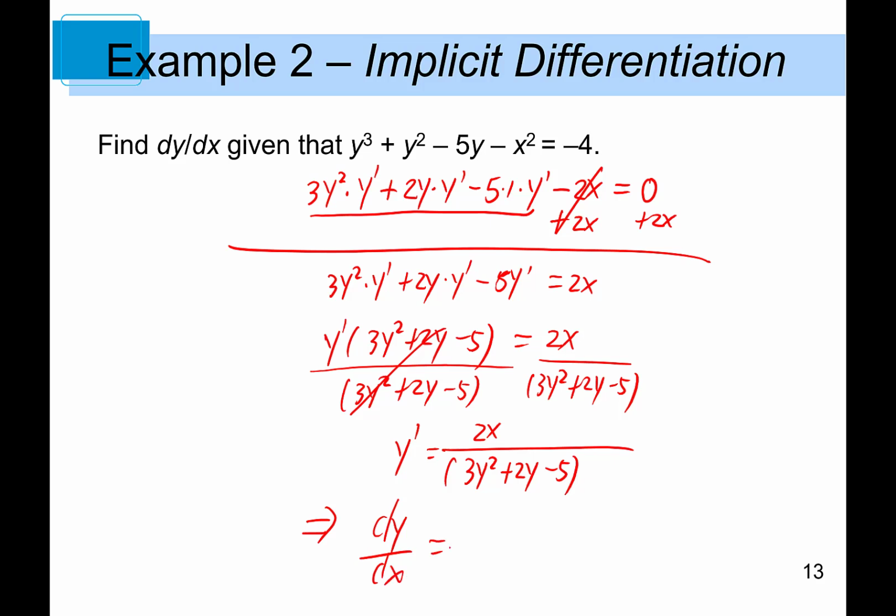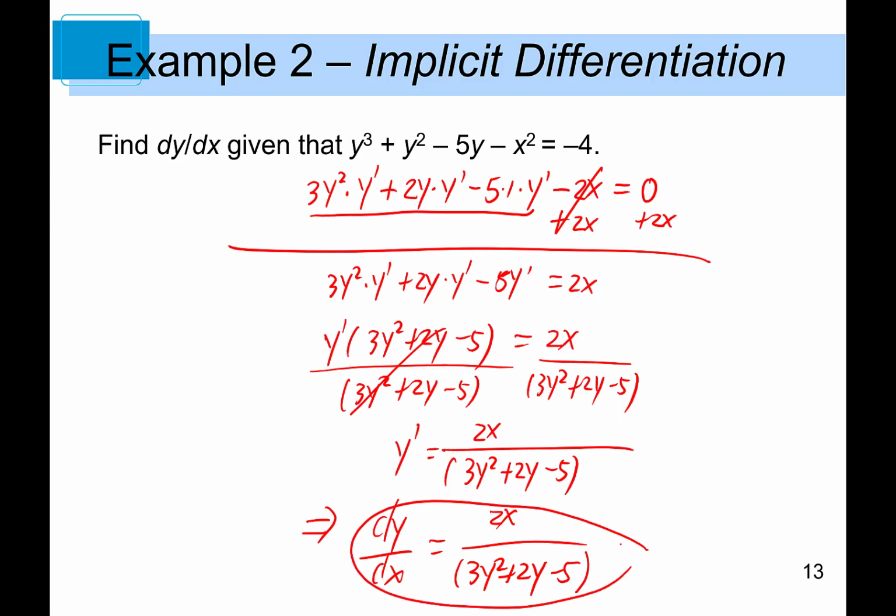But I feel like if you write dy over dx in replacing y prime, it's too much work. Right? So 2x over 3y squared plus 2y minus 5. Okay, so either answer will look definitely good.